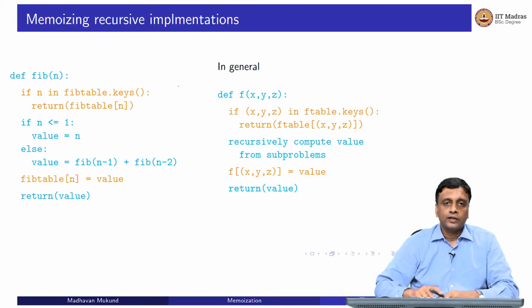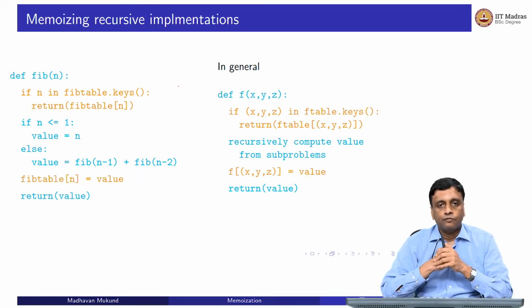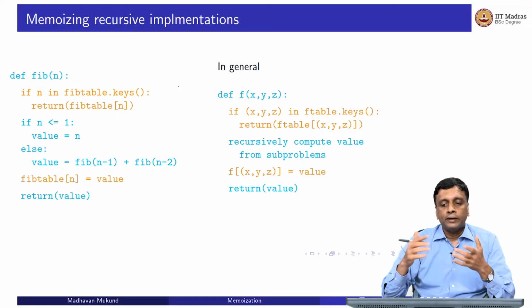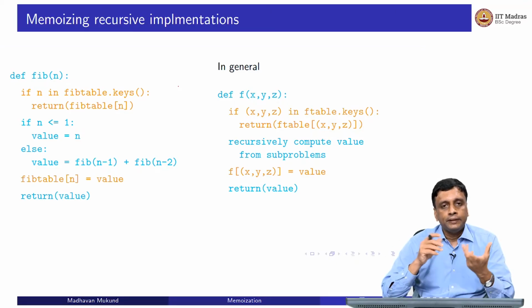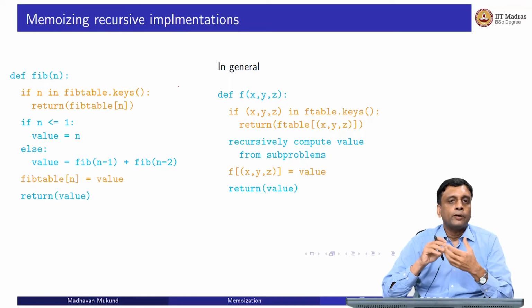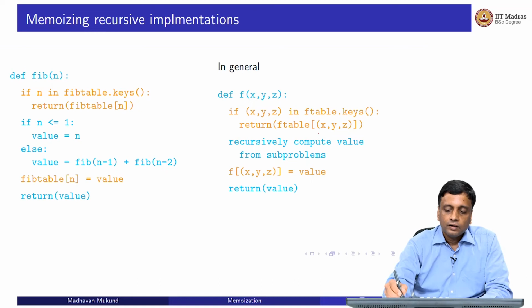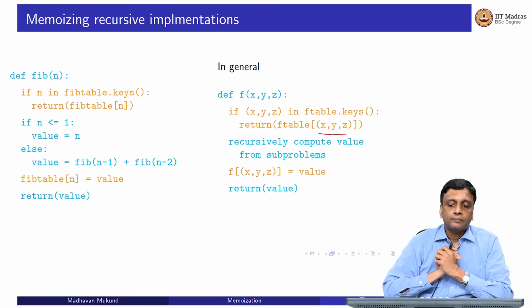So supposing we have a function of 3 arguments, say f of x, y, z, right. So now if I see a particular combination x, y, z a second time, I should not compute it again. So here now my dictionary keys will be these triples x comma y comma z, right. So I will take the argument that I have got and I will say, is this triple x comma y comma z already known to be a key in this dictionary? If it is, then I will just look up the table with that key, right.